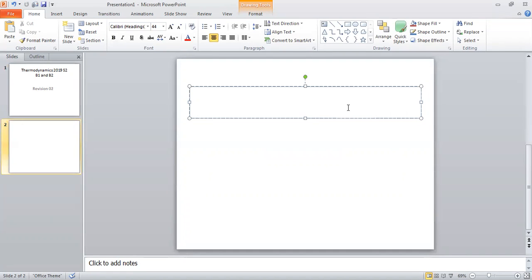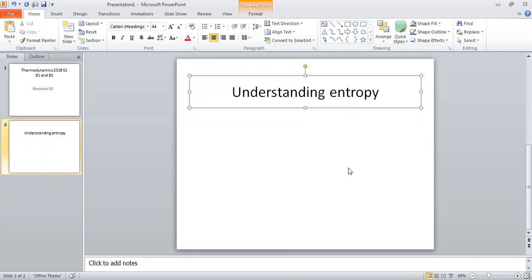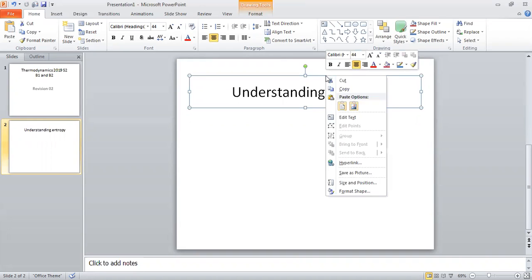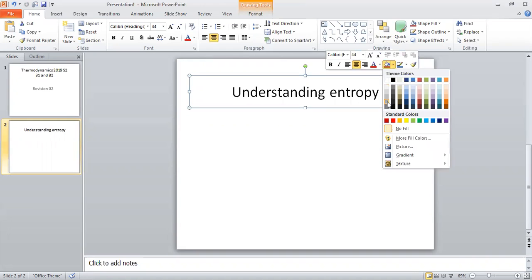And let me put important things for today. Okay, understanding entropy. Actually, we have done this. Okay, we have done this.